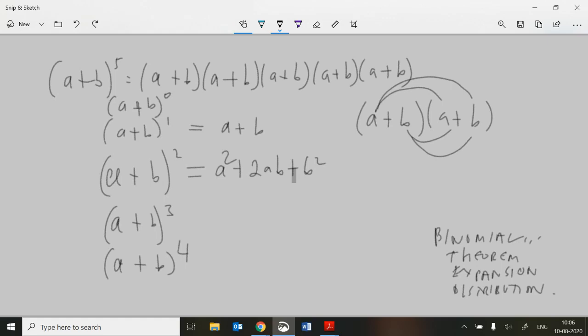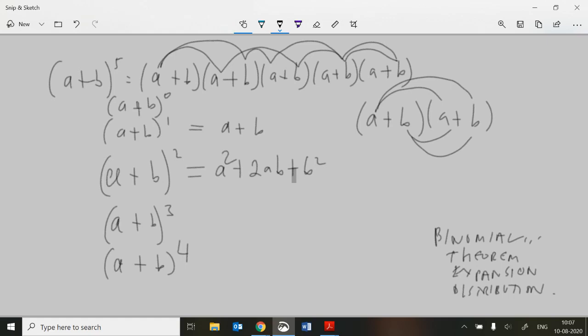So, for example, you could have a times b times b times b, or you could have a different version that would give you that. You could have a times b times a times b times b. And there are many, many different routes through those brackets.